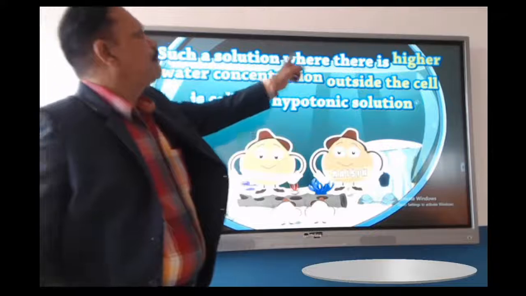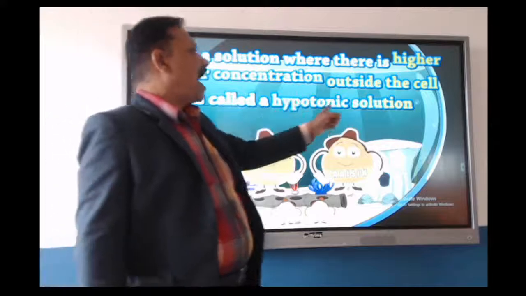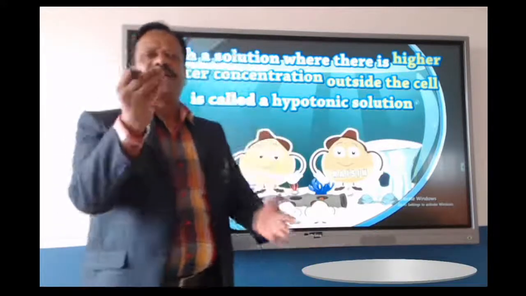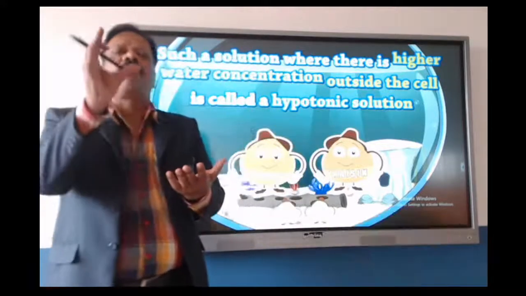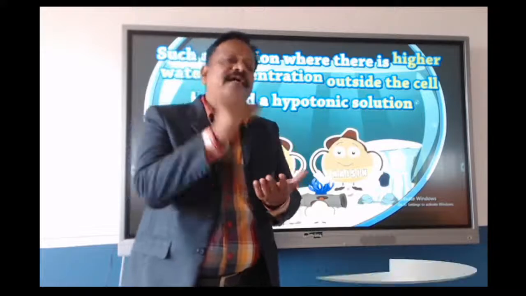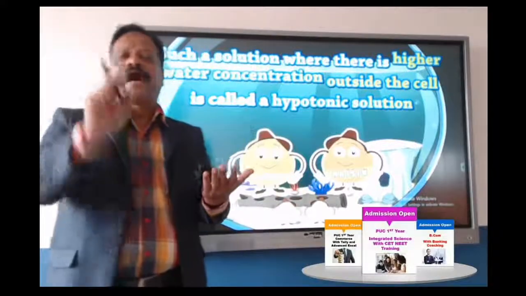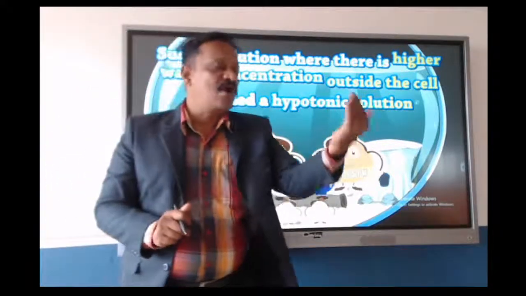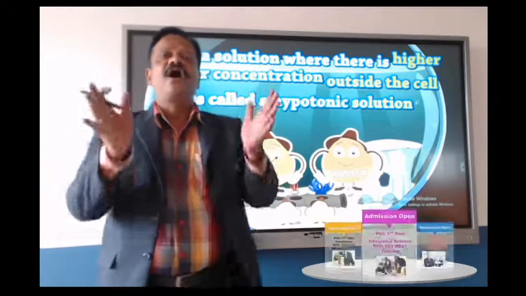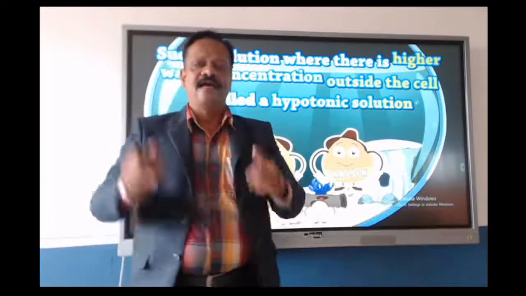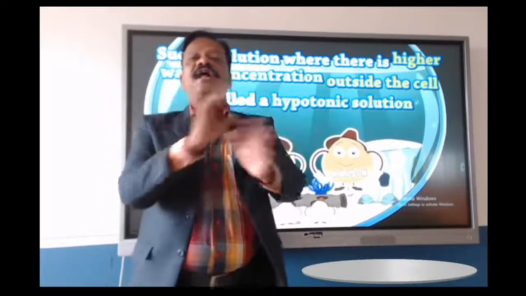Such a solution where there is higher water concentration outside the cell is called a hypotonic solution. Now the raisin you are taking and putting into the water, the water outside the raisin is higher in concentration. In the sense, the purity of water outside the raisin is higher, so as a result external water is rushing inside, and this process is called endosmosis. Because the outside water goes inside the raisin, we call it endosmosis.